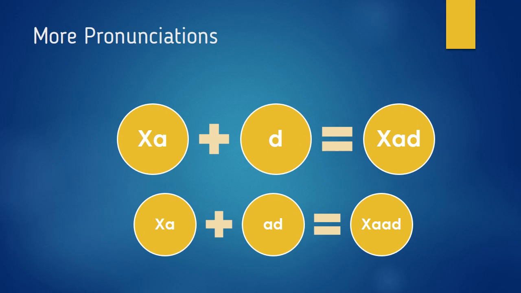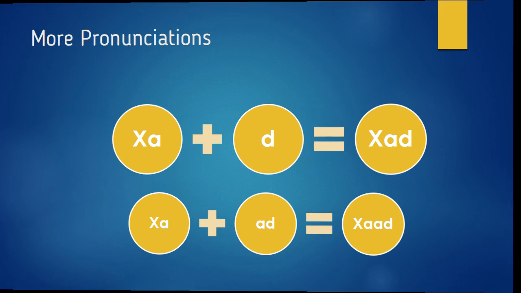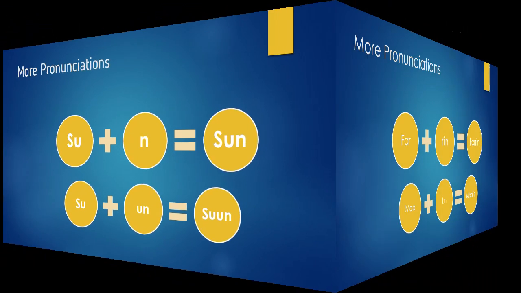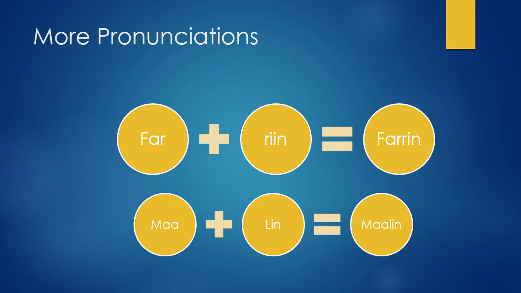How about hat? Hat. How about kul? Kul. We have a couple more, I think. So about sun, it's not the English sun. Sun. The next one is soon. Soon.